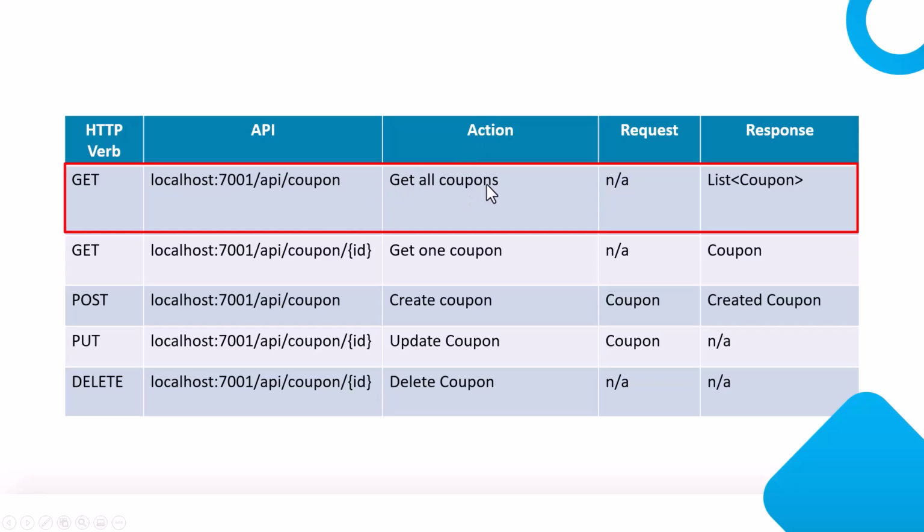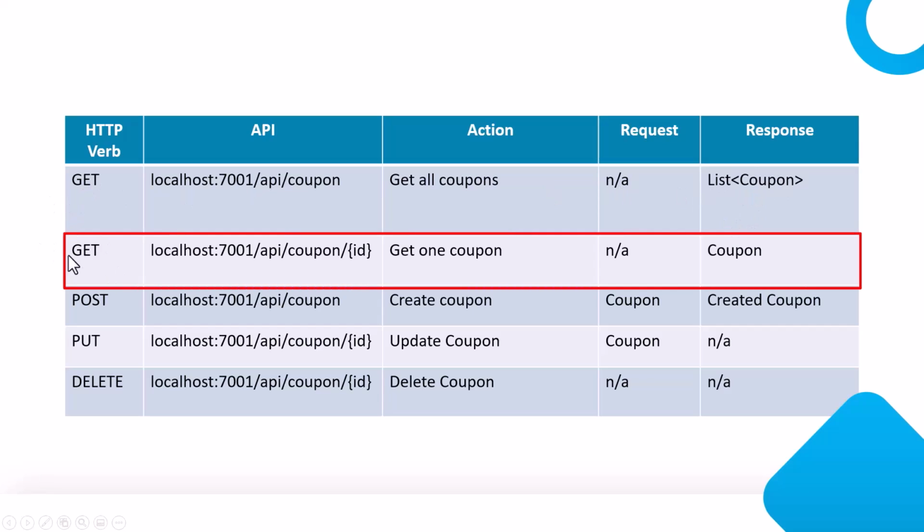We do not have any other parameter here, and basically the action we want is to get all the coupons. So in the request body, we will not pass anything here, but in the response that we will get from the API, it will give us a list of all the coupons from our database. So that is a GET request.